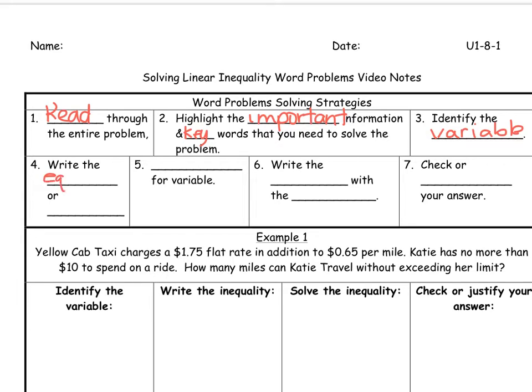If it's an equation, you want to write the equation. Remember, an equation is going to have an equal to sign. And if it's an inequality, you want to write the inequality, which is set up just like an equation, except you're going to use one of those inequality symbols: less than, greater than, less than or equal to, or greater than or equal to. Step 5, you want to solve for the variable and always answer the question with units.